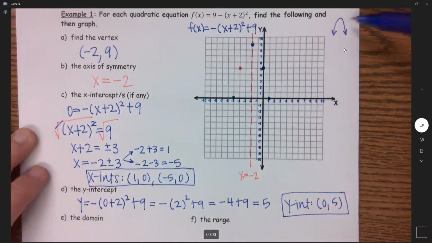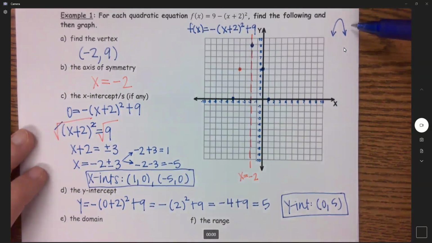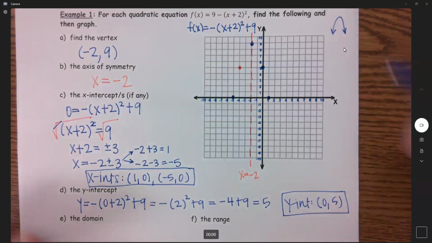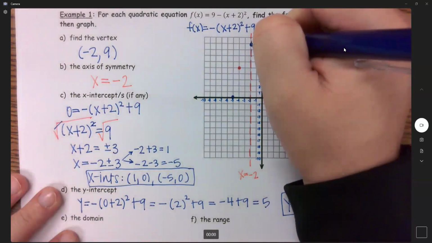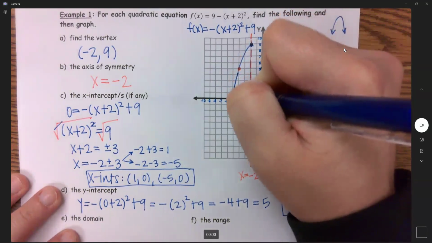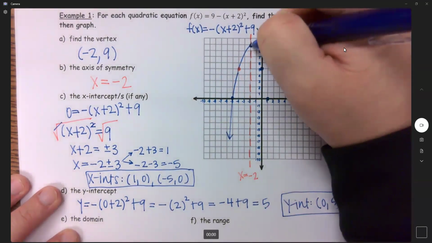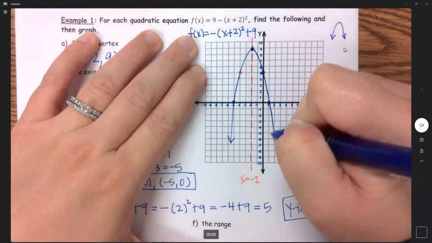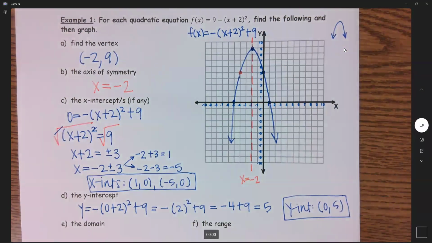So do remember these need to be U-shaped, and so you want to make it as curved as possible. Make sure it's not a V for absolute value, right? So we want to make sure that that is as curved as we can get it right there. And here is my quadratic.